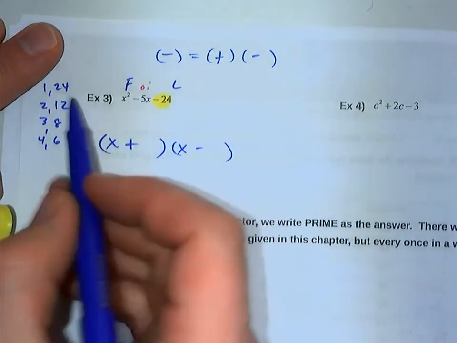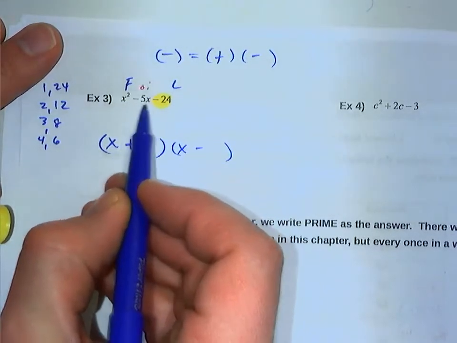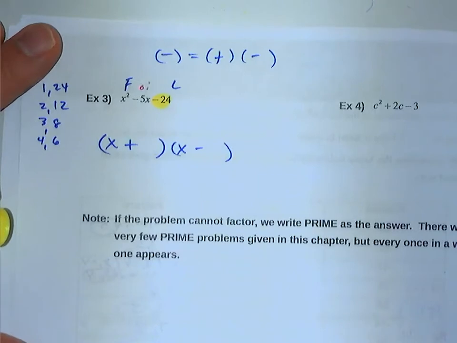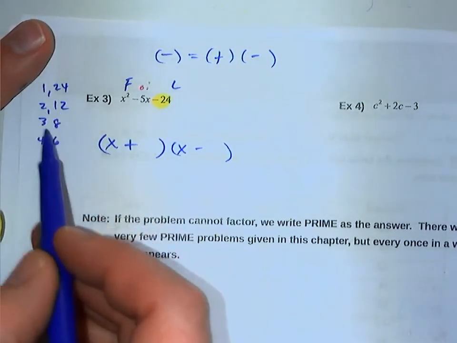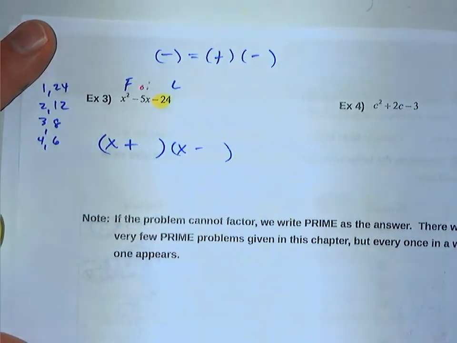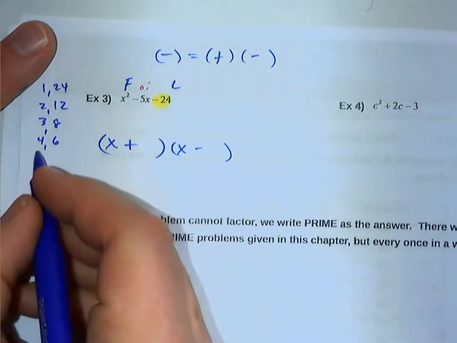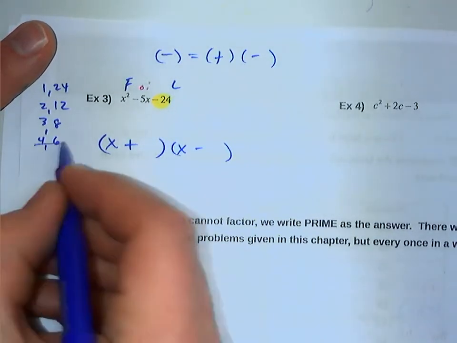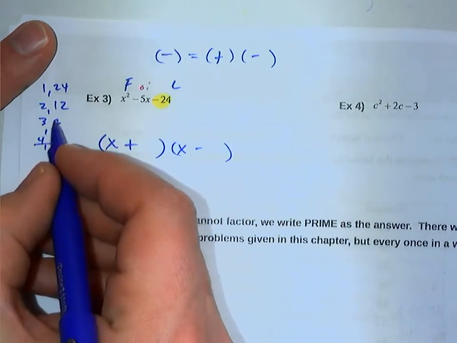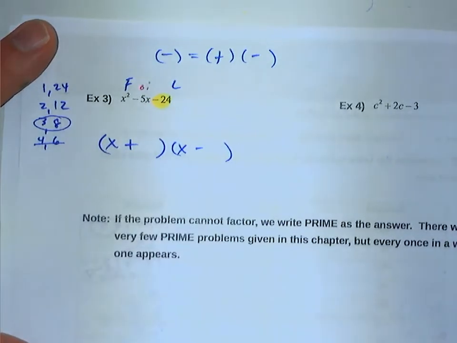Now take a look. I want them to add up to 5 or negative 5. So look at your factors here. Which ones are 5 away from each other on the number line? Is it 4 and 6? No. Is it 3 and 8? Yes, 3 and 8 are 5 steps away from each other on a number line, right?